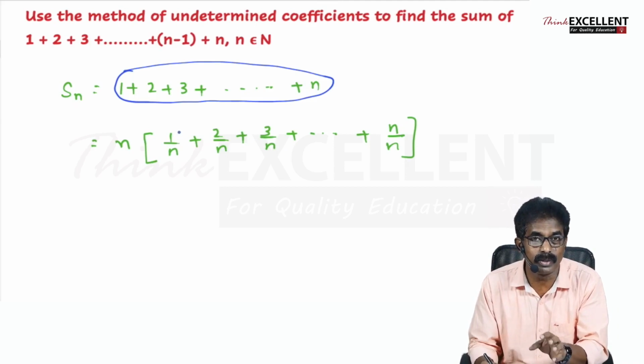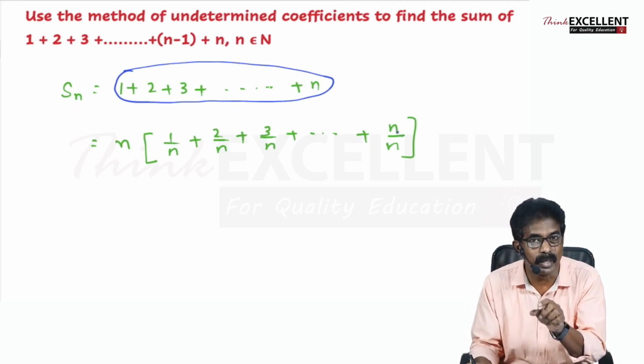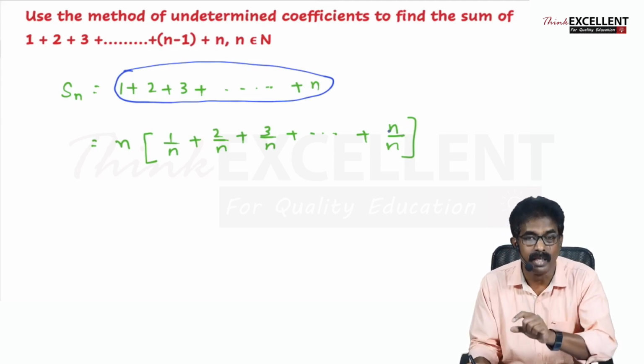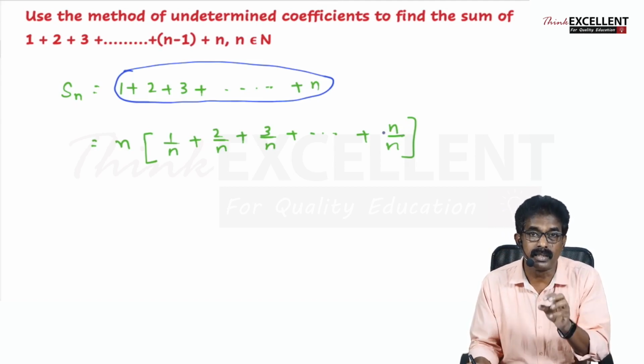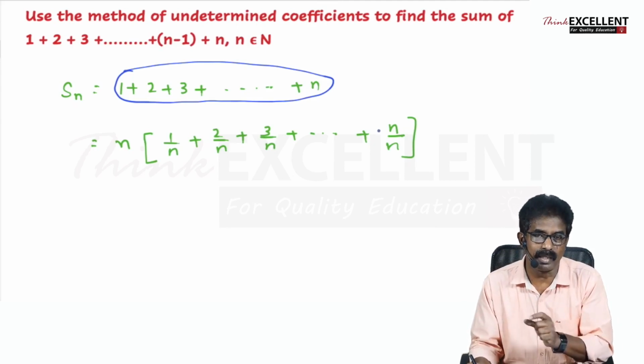Sorry, less than or equal to n. 1, 2, 3. At the last one, what are we writing? n. Only that last one is 1. In all other cases, each term will be less than 1. Hope you understood. The numerator is smaller than the denominator.